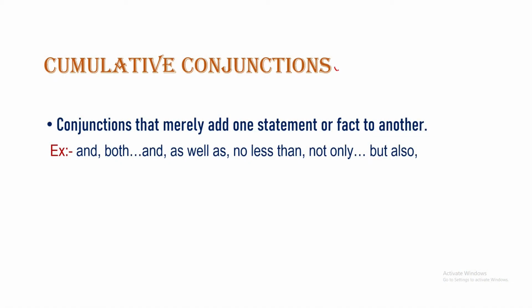Cumulative conjunction. This is one conjunction which is used to join one statement to another. At first we should know what is cumulative. The word cumulative is related to cumulate. Cumulate means to accumulate, to amass, to make together. So cumulative conjunction is used to add one statement or fact to another. The conjunctions are and, both and, as well as, no less than, not only but also.